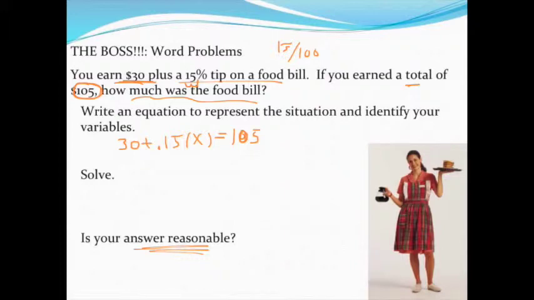I'll subtract 30 from both sides. So 0.15x, which is our food bill, needs to be equal to 75. Divide both sides by 0.15 and end up with an x value of 500.